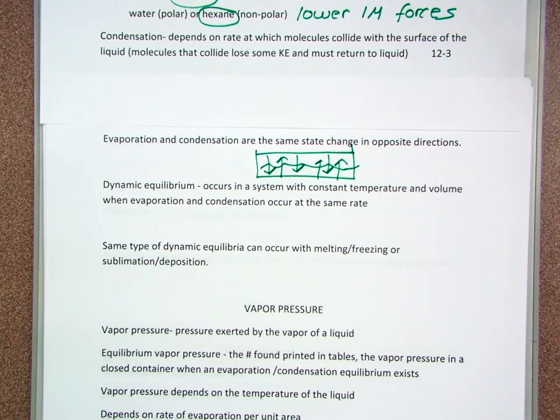The reaction is going forwards and backwards. And we can get the same equilibrium with melting and freezing, or sublimation and deposition. Okay, so that's kind of a quick overview of these phase changes.